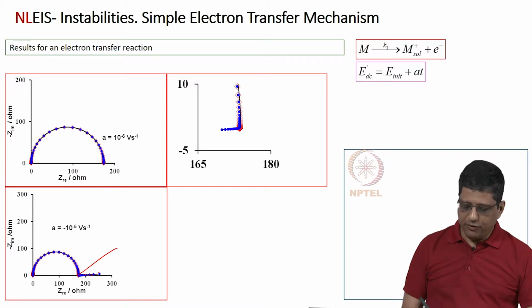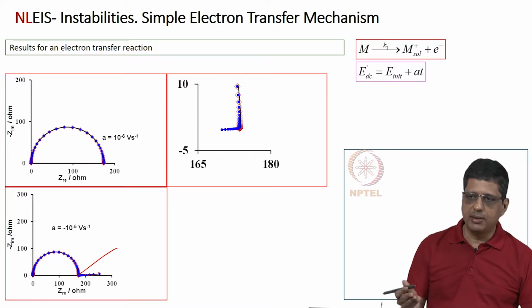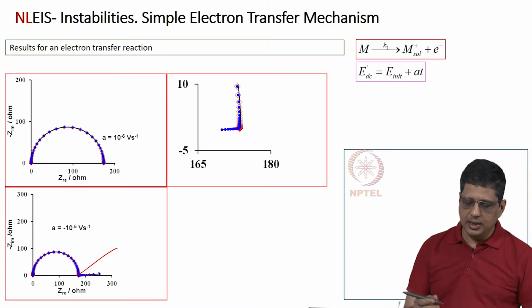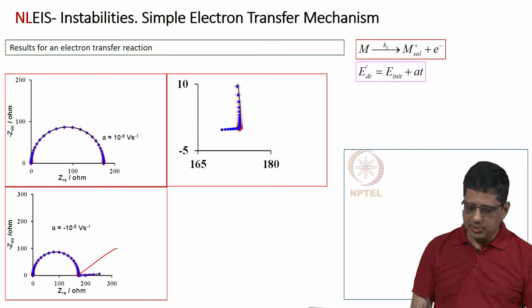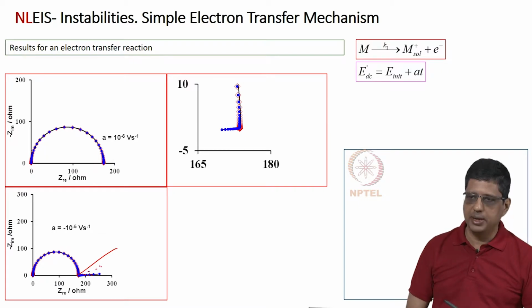So, if you are not careful, this is for one set of kinetic parameters, right. If you have another set of kinetic parameters, another DC bias, another ramp rate, it is possible that it will appear somewhat like Warburg impedance. Okay. One has to be careful.